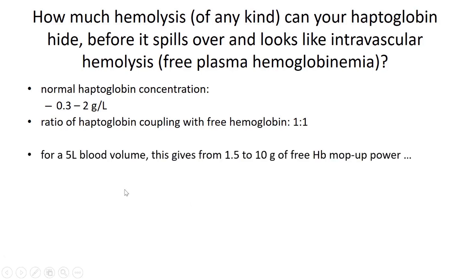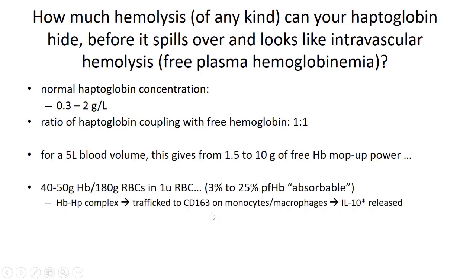And so a person with a 5-liter blood volume affords between 1.5 and 10 grams of free hemoglobin mop-up power with that baseline normal haptoglobin level, so long as it's not being continuously replaced. So again, you have ongoing mop-up power so long as you're continuing to synthesize haptoglobin. So if we speak to equivalencies in red cell unit terms, a bag of red cells contains 180 grams of erythrocytes or 40 to 50 grams of hemoglobin.